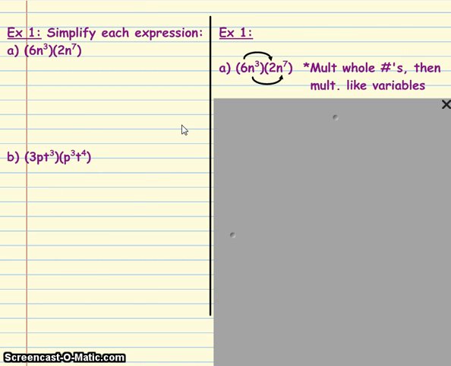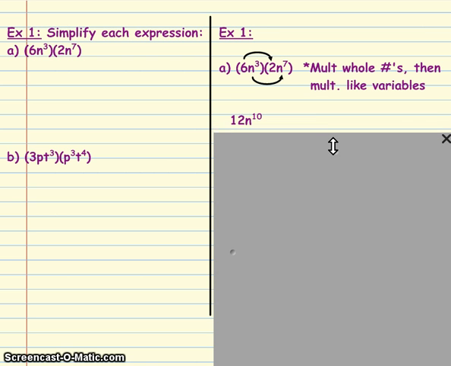Alright, let's get into an example problem. Example number 1. We need to simplify each expression. So the first one, we've got 6n to the third times 2n to the 7th. What we're going to do is multiply the whole numbers, and then multiply the like variables. So first we're going to do 6 times 2, which is 12, and n to the third times n to the 7th, we're going to add those exponents together, and 3 plus 7 is 10. So our answer simplified is 12 n to the 10th power.